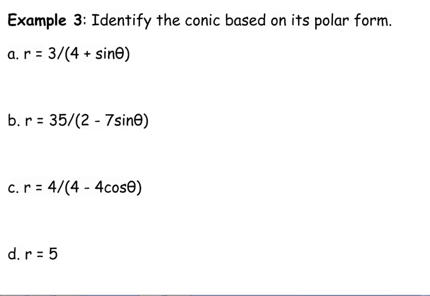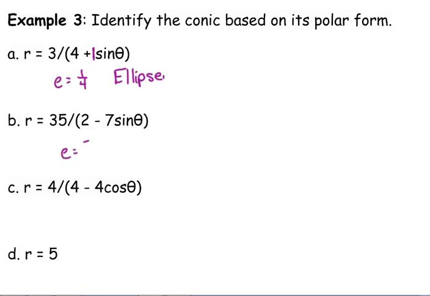Okay, so you can write it down here in a second. Y'all just tell me here by visual inspection. Example A, 3 over 4 plus the sine of theta. If there's nothing in front of the sine, that's a 1, right? So E is 1 over 4 here. So which one is that? Ellipse. It's less than 1. 1/4 is less than 1, so this one's an ellipse.